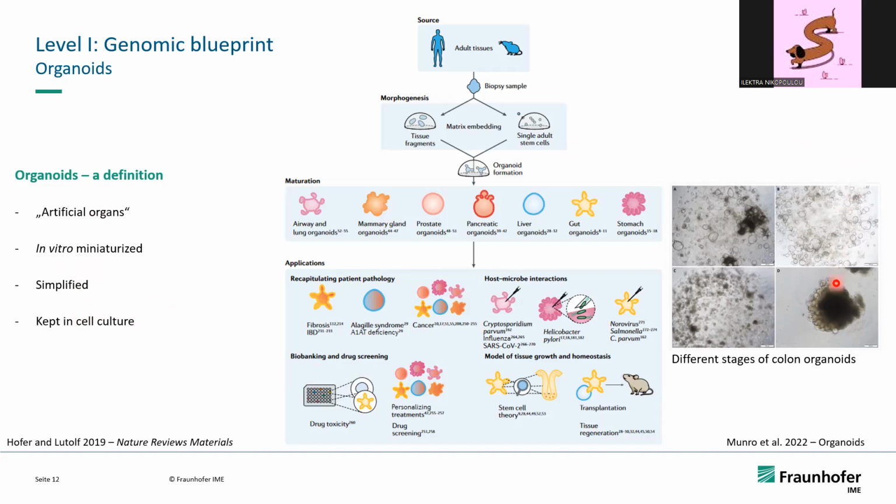For instance, here we have a selection of colon organoids at different development stages. And here a final organoid really is a thick body of bioactive cells. They are created by taking biopsies, and the biopsy is then either embedded into a system and turned into tissue fragments, or single adult stem cells are taken, and these then can be kept in cell culture, and with the addition of different growth factors can be differentiated into all kinds of different tissues to form organoids.